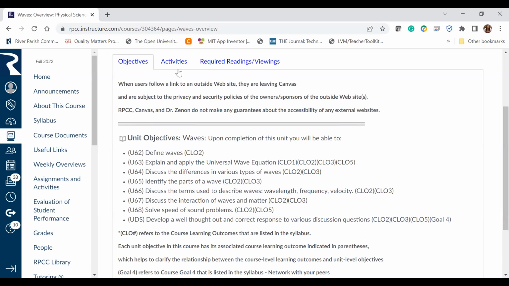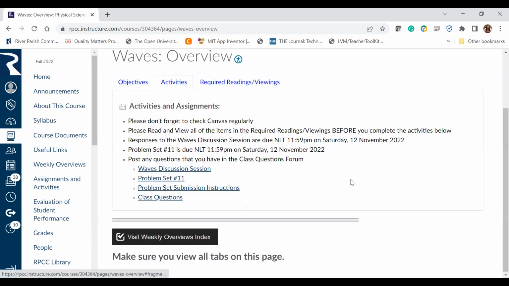Okay. So as a reminder of the activities that you need to get done this week, there's a discussion dealing with waves that you need to complete. And problem set number 11, which actually deals with last week's material on thermodynamics. I know that there was some type of mix-up.